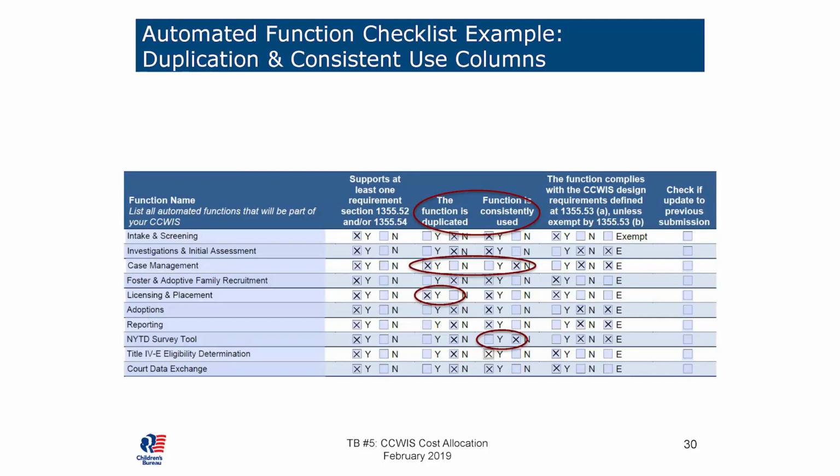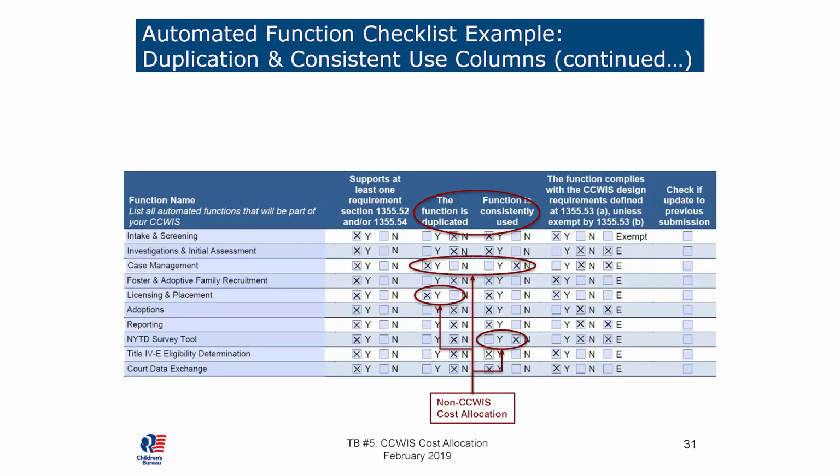The first one, case management, does not meet either criteria. This automated function is duplicated by another system, and the agency determined it is not being consistently used by all workers. The second one, licensing and placement, is duplicated. The third, the NYTD survey tool, is not used consistently. Next slide, please.